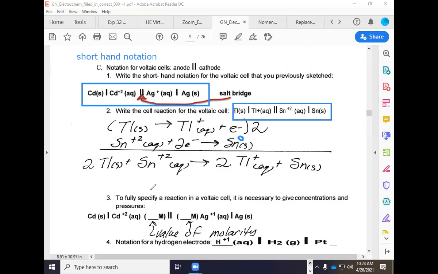And then what we could also do is give concentrations, give pressure. So for example, we would put what the molarity is and what the molarity is. And then we would know the conditions of the cell. So this would be including the molarities.